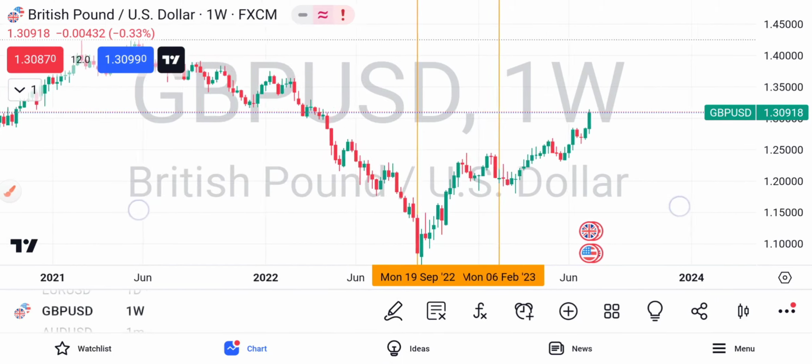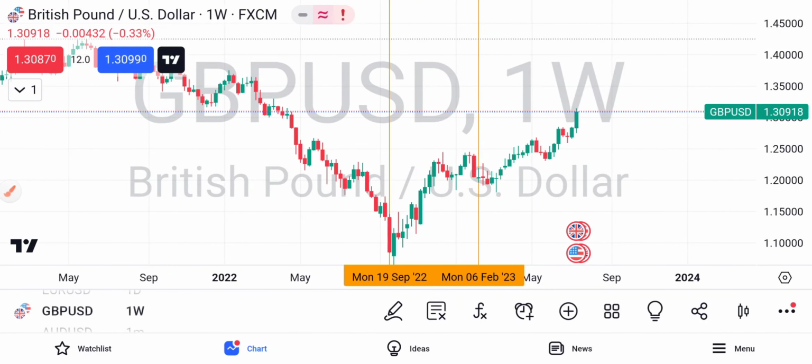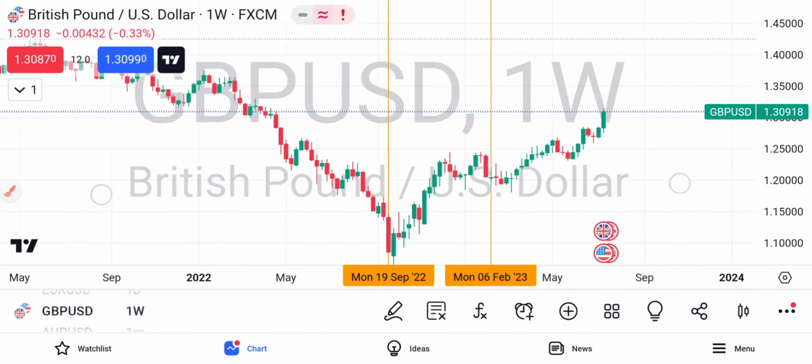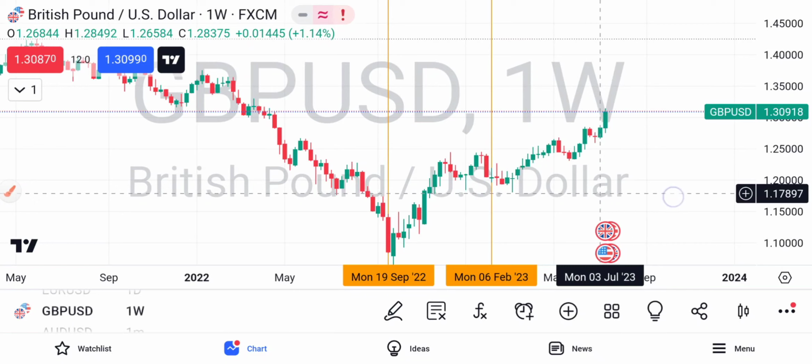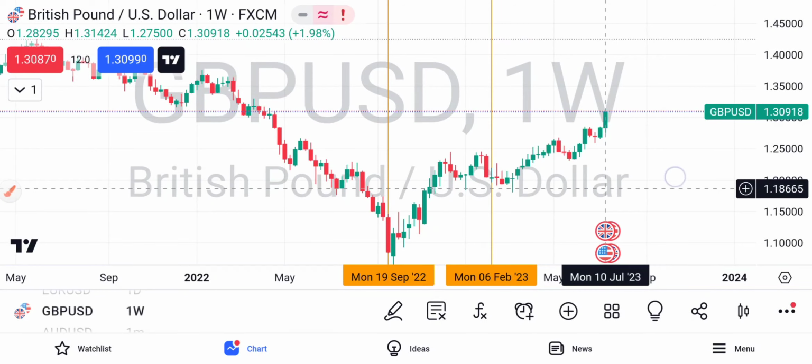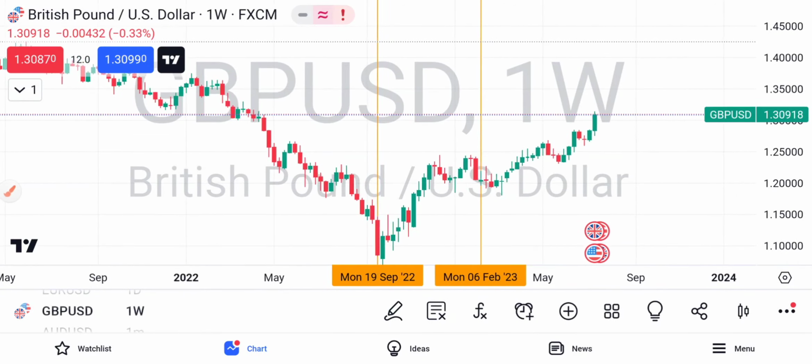That means each candle here represents a week of price movement. For example, this very last candle here is the candle of the previous week. As you can see here, Monday 10th of July 2023. Then the next one is Monday 3rd of July. That is the beginning of the candle, when the candle started. So each candle here is a week of price movement.